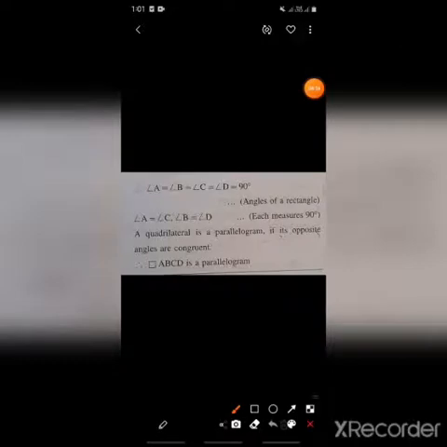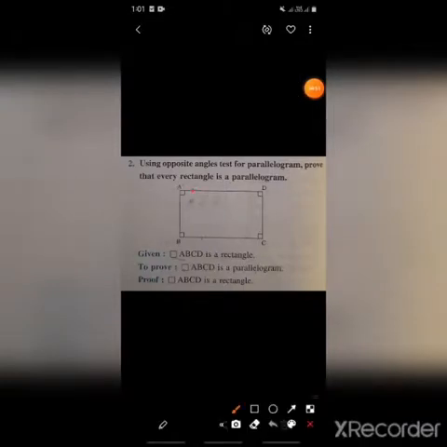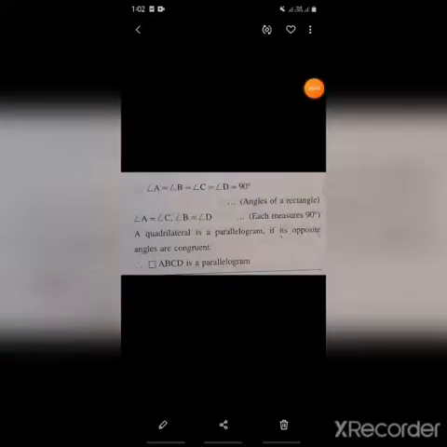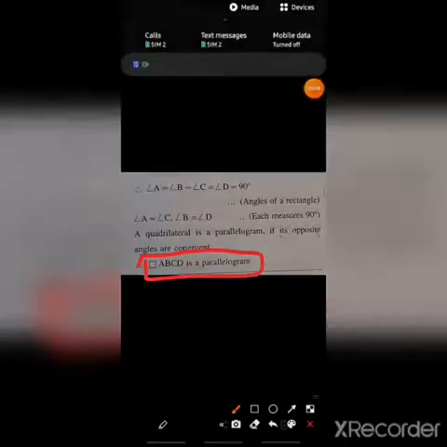Then angle A is equal to angle C and angle B is equal to angle D. So each measure is 90 degrees. That's why a quadrilateral is a parallelogram if its opposite angles are congruent. If A is 90 degrees, C also is 90 degrees, and B is 90 degrees, D also is 90 degrees. So ABCD is a parallelogram. We proved it.